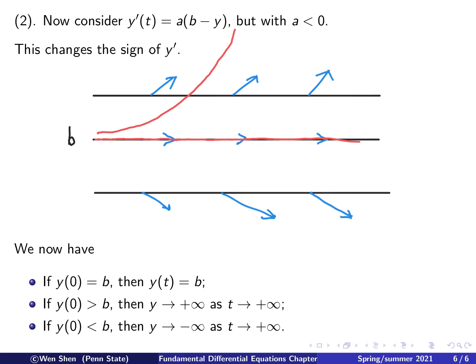Okay, and the final case is when y is less than b. Then y prime is less than 0, so you will start to go down. And as you go down steeper and steeper, you bend more and more downward. So as time goes to plus infinity, the solution will go to negative infinity, which is stated here.